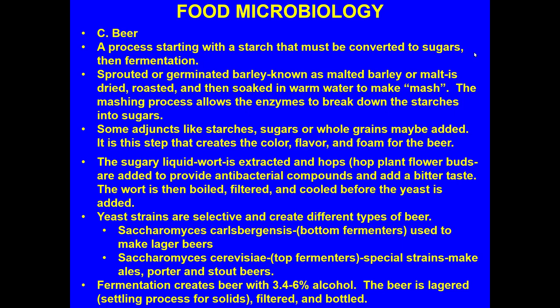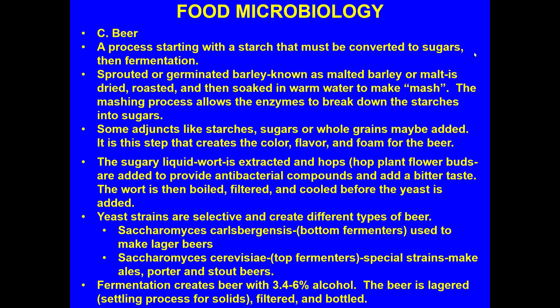Now, you may add some adjuncts, meaning extra materials like starches, sugars, or whole grains to further the process. Now, this is a step that may create color, flavor, and foam. Also, somewhere around this area, you're going to have the sugary liquid, which is referred to as wort, and that's extracted. And then you add hops.